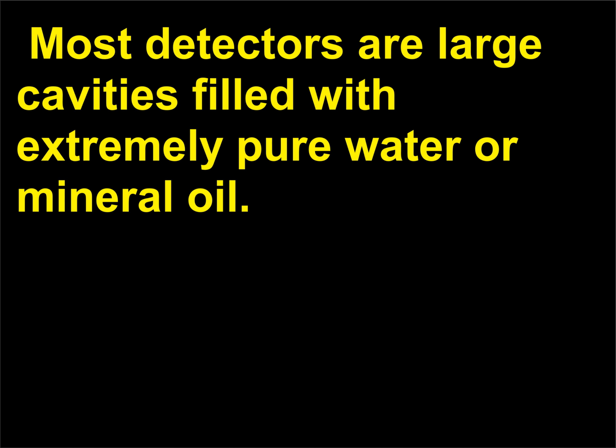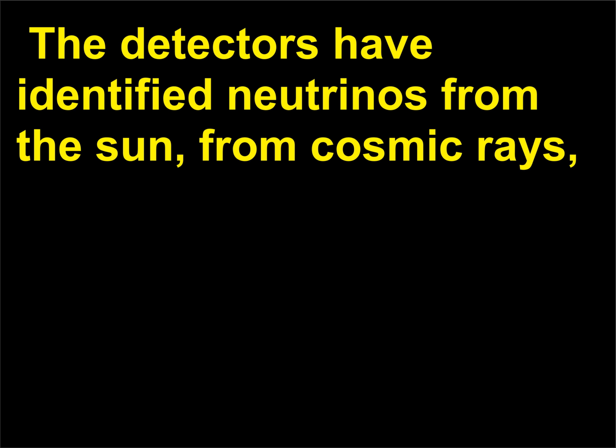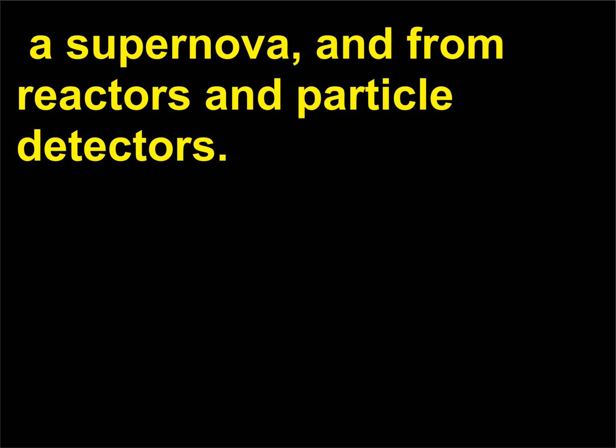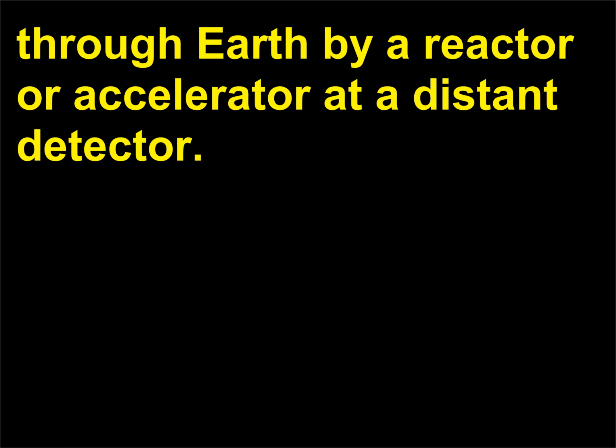Most detectors are large cavities filled with extremely pure water or mineral oil. Neutrino interactions result in flashes of light that are seen by sensitive phototubes. The detectors have identified neutrinos from the Sun, from cosmic rays, a supernova, and from reactors and particle detectors. Some experiments have used beams of neutrinos that are aimed through Earth by a reactor or accelerator at a distant detector.